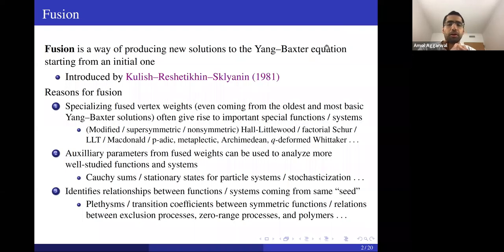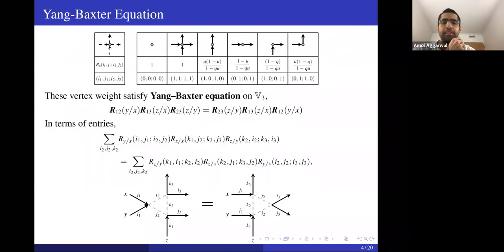With that said, I want to get started on explaining how fusion really works. As I mentioned before, fusion is a way of producing new solutions to the Yang-Baxter equation, starting from an initial one. So I'll start with an initial solution to the Yang-Baxter equation, which is over here. Over here, I've drawn probably the most basic solution to the Yang-Baxter equation.